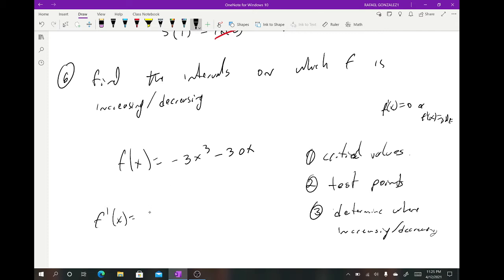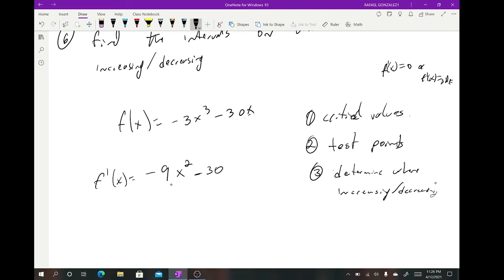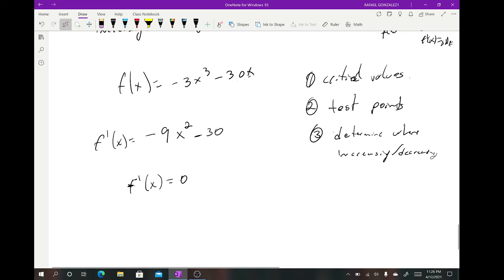The derivative of x is going to be equal to, by the general power rule, negative 3 times 3, which is 9, x to the 3 minus 1, which is 2. And then the derivative of negative 30x is simply negative 30. Okay, so we found what the derivative is. Now to find the critical values, we have to solve for when f prime of x is equal to 0.